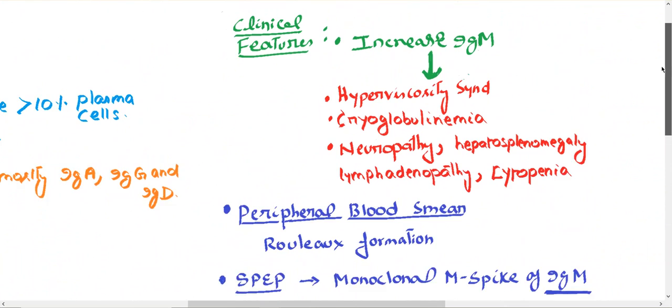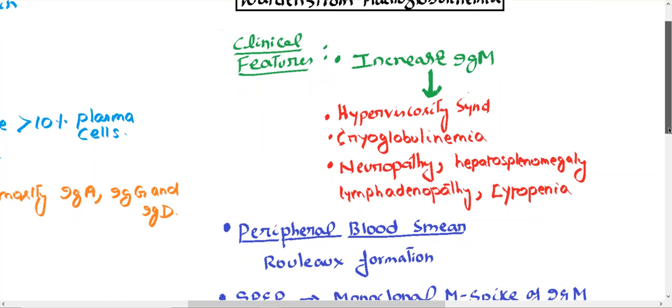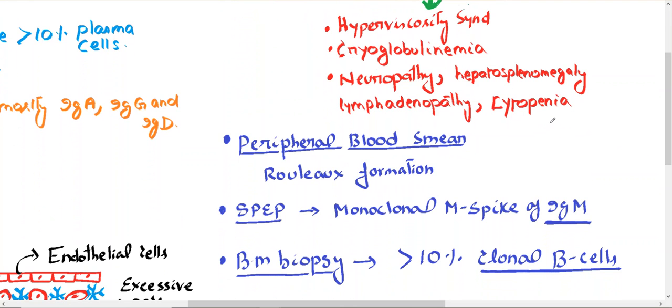Coming to the clinical features, because there is increased IgM, they can have features of hyperviscosity like headache, they can have visual changes, they can bleed from small fragile vessels like in the nose, so they can present with epistaxis. They can have cryoglobulinemia, neuropathy, hepatosplenomegaly, lymphadenopathy and cytopenia. Why cytopenia? Because these cells, when they are proliferating in the bone marrow, decrease the formation of the normal cells. As a result, there is cytopenia.